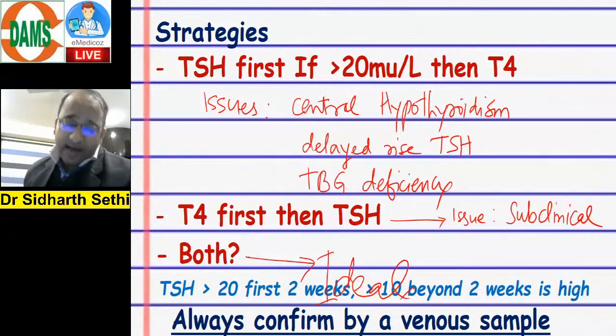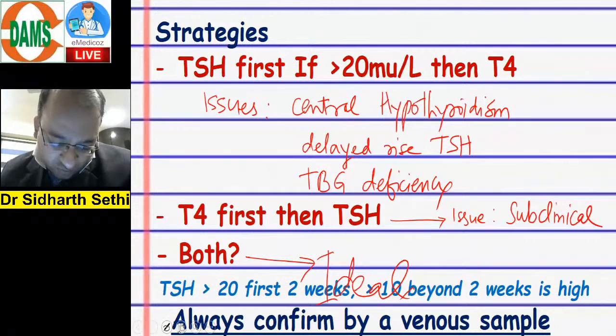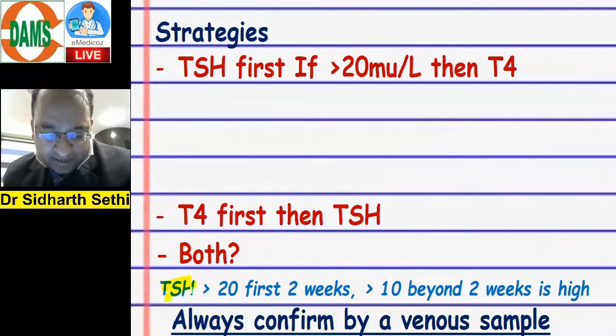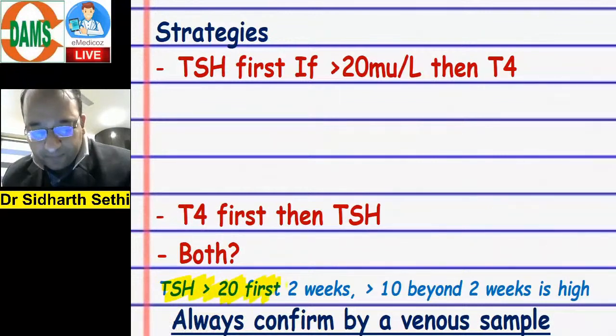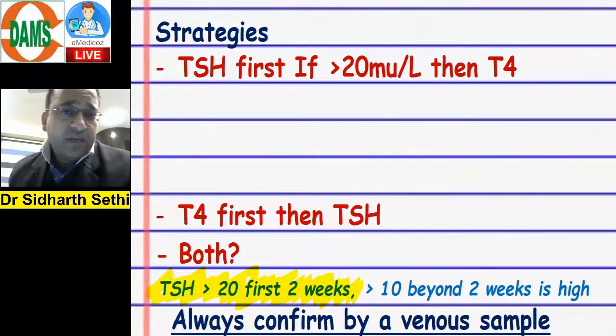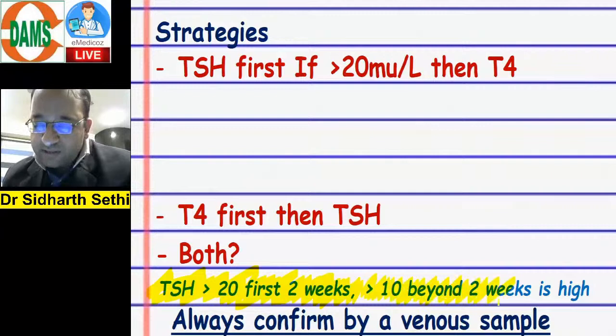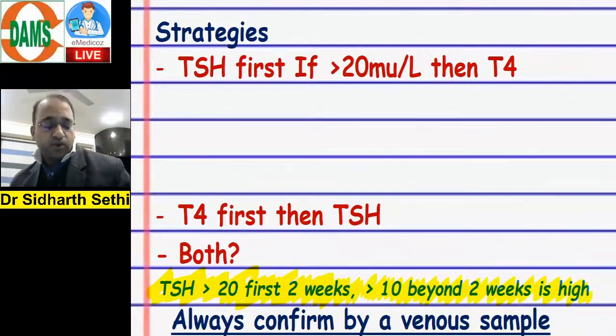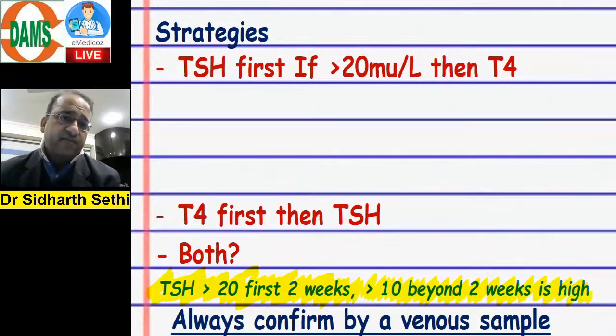Okay. So what is a high TSH? So all of you, what is a high TSH? High TSH is a TSH more than 20 in the first 2 weeks of life. So remember, according to Indian Society of Pediatric Endocrine, a TSH more than 20 in the first 2 weeks and more than 10 beyond the 2 weeks is high.